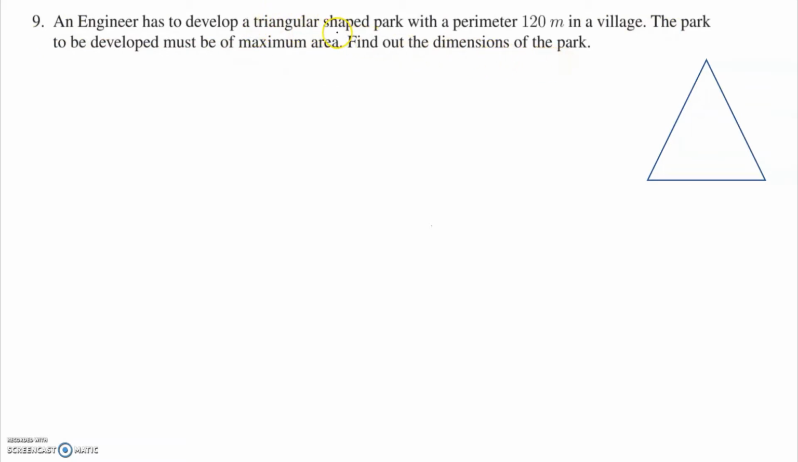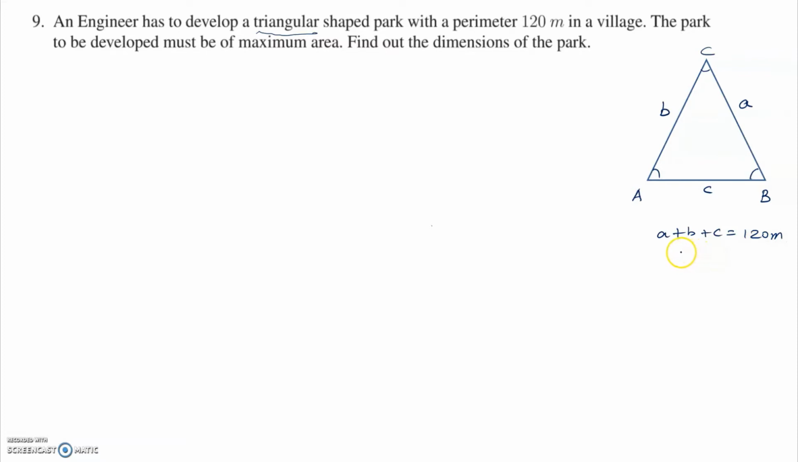So we need to design a park, and the shape of the park is a triangle. So let's consider this triangle ABC. It has angle A, angle B, and angle C, and the sides can be defined as small a, small b, and small c. Now, what is given to us is that the perimeter is 120 meters, which means a plus b plus c is equal to 120 meters.